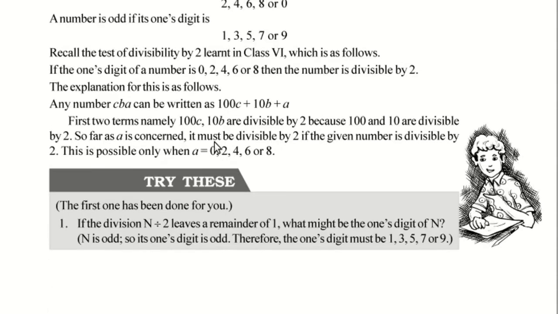Divisibility by 2. Any number could be represented in this fashion. The tens place is divisible by 2: 10 divided by 2 is 5 times, 100 divided by 2 is 50 times. We need to check only the unit place of a number. If the unit place is divisible by 2, then the given number is divisible by 2. This is only possible when A is equal to 0, 2, 4, 6 or 8.